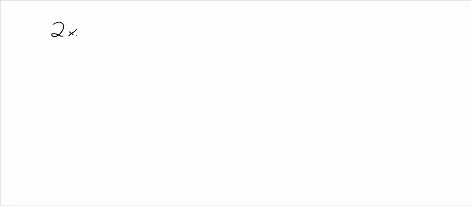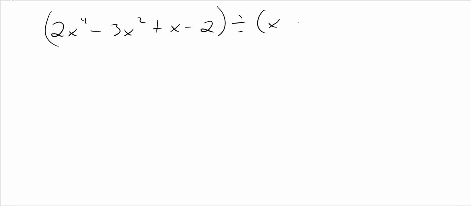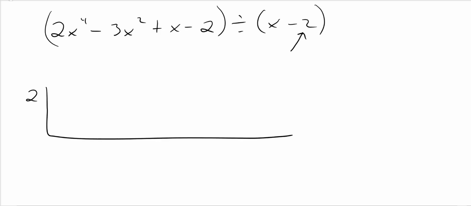If I said 2x to the 4th minus 3x squared plus x minus 2, and that divided by x minus 2. Okay, cool. So you're going to take the opposite of that number, which is positive 2, and draw your big L. So you're going to put a 2 here. There's no x cubed, so it's 0. Negative 3x squared, plus 0, plus 1x plus 1, and then negative 2. Okay, that's reasonable. Don't forget that 0 in there for the x cubed.